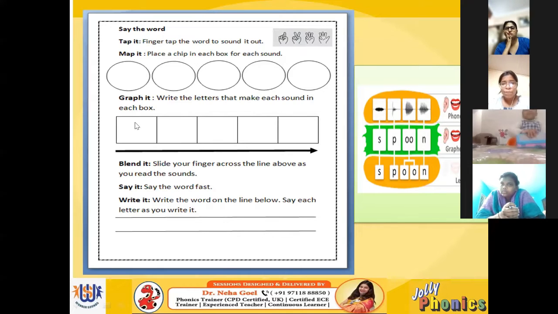Graph it. We are putting the letters in different blocks. Then we are blending it. Finally, we are asking the child to say the word after blending. And then a lot of repetition is required. So we just ask the child to say the word fast. Okay. Suppose initially the child is saying k, a, t, or the child is saying d, i, p, then d, ip, dip, k, at, cat. Or if you want to say k, at, cat, that way also. And then finally the child will write it.